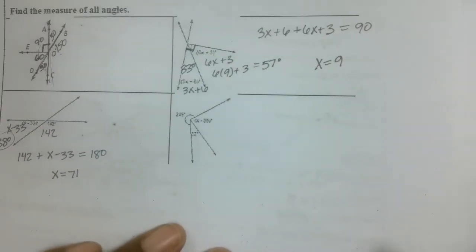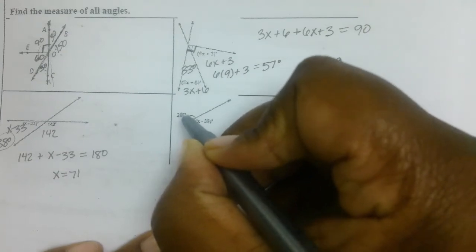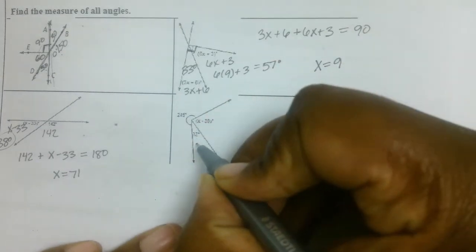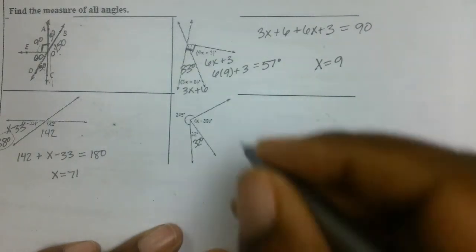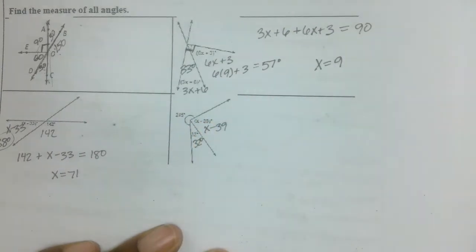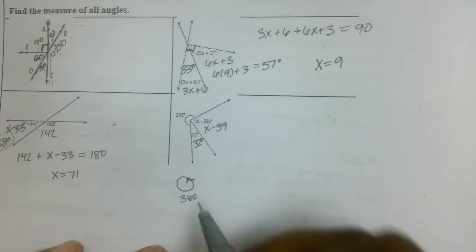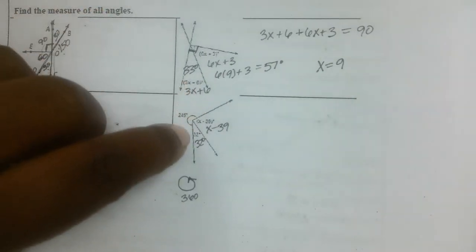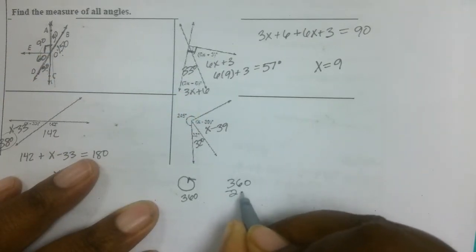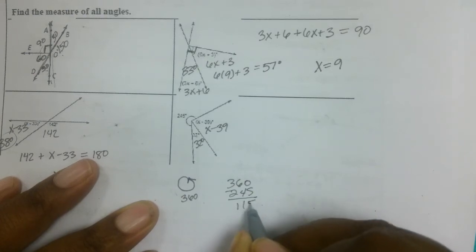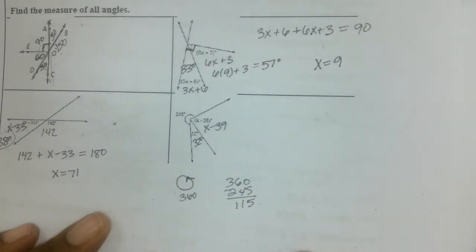This last one, they're telling me this is 245 degrees. This right here is 32 degrees. And this right here is x minus 39. Well, I know that a complete circle is 360 degrees, and they're telling me I only did 245. So I need to do 360 minus 245, and that's going to give me 115. So that tells me that these two angles together have to be 115 degrees.